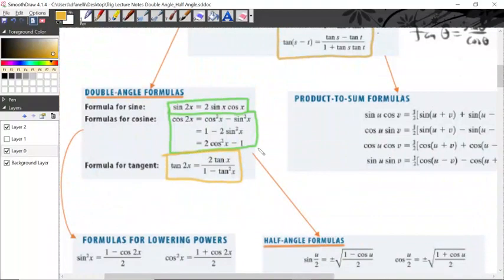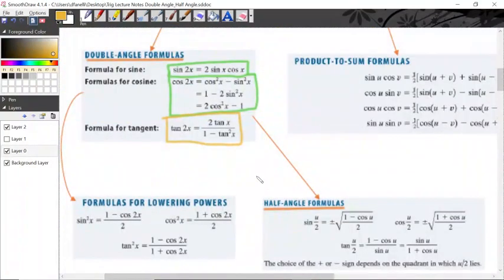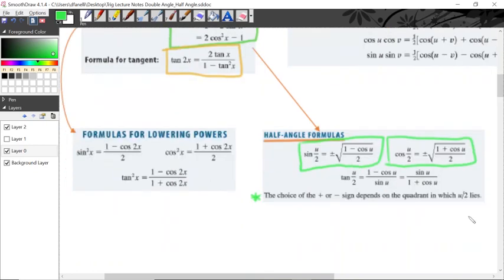All right. Now, if I want to finish up with the primary group of identities here for us to need to know, there's only two more for me to include. Two of these half-angle formulas. You should absolutely want to know the half-angle formula for sine and the half-angle formula for cosine. And included with that, by the way, pay careful attention to this note right here. The choice of plus or minus depends on the quadrant in which the half-angle lies. It's important where this angle is in quadrant.